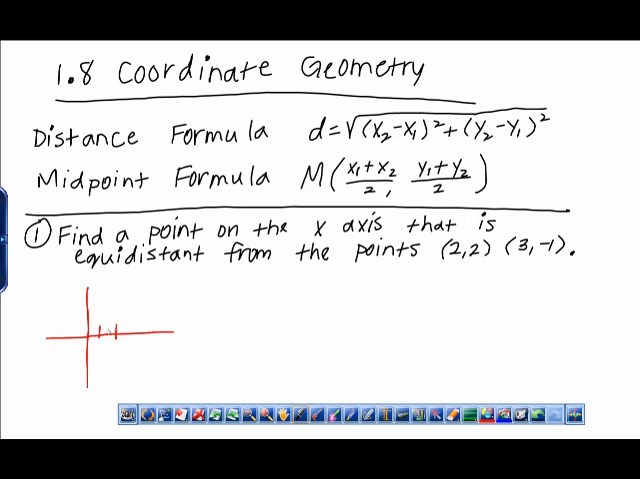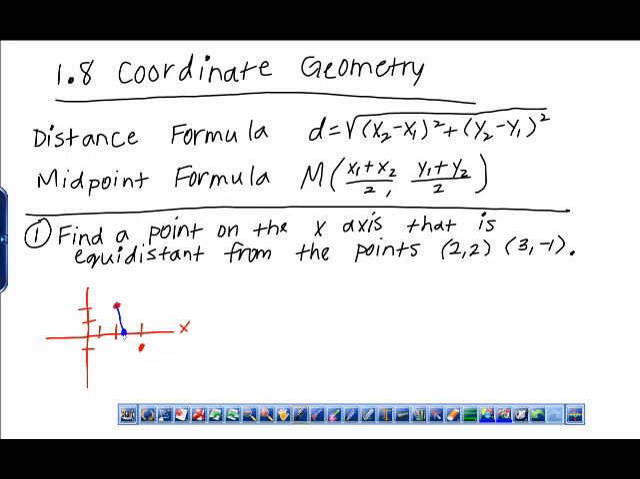So I'm going to graph (2, 2) and then (3, -1). And we're looking for a point on the x-axis. Now, I don't know where it is exactly. It's not going to be a whole number, or it doesn't have to be, I should say. But let's say it's right here, because the way I've drawn the picture, it does seem like it should be about right there. It's not. I'll just tell you this is not the best picture, but it'll do for what we need.